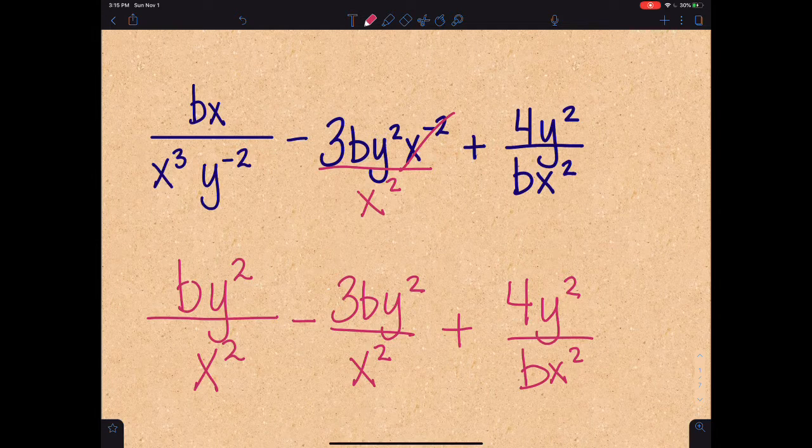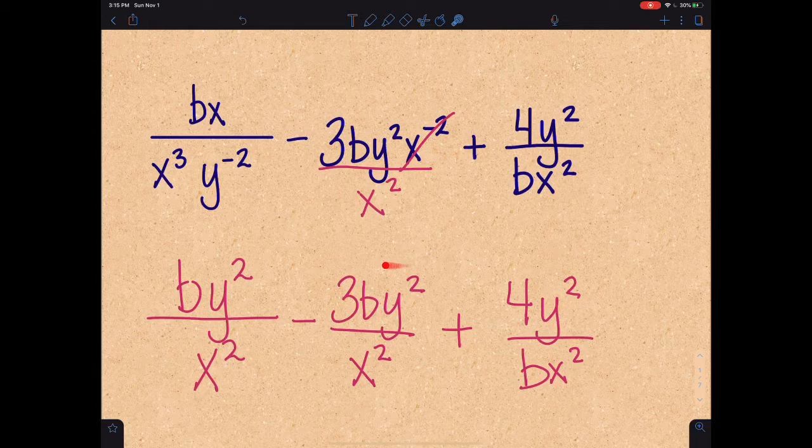And now you can see that there are actually a couple like terms here, right? Because this has the same denominator as this one. There's x squared and x squared on both of those. So when we have x squared in the denominator on both of them, basically what we can do is combine them.